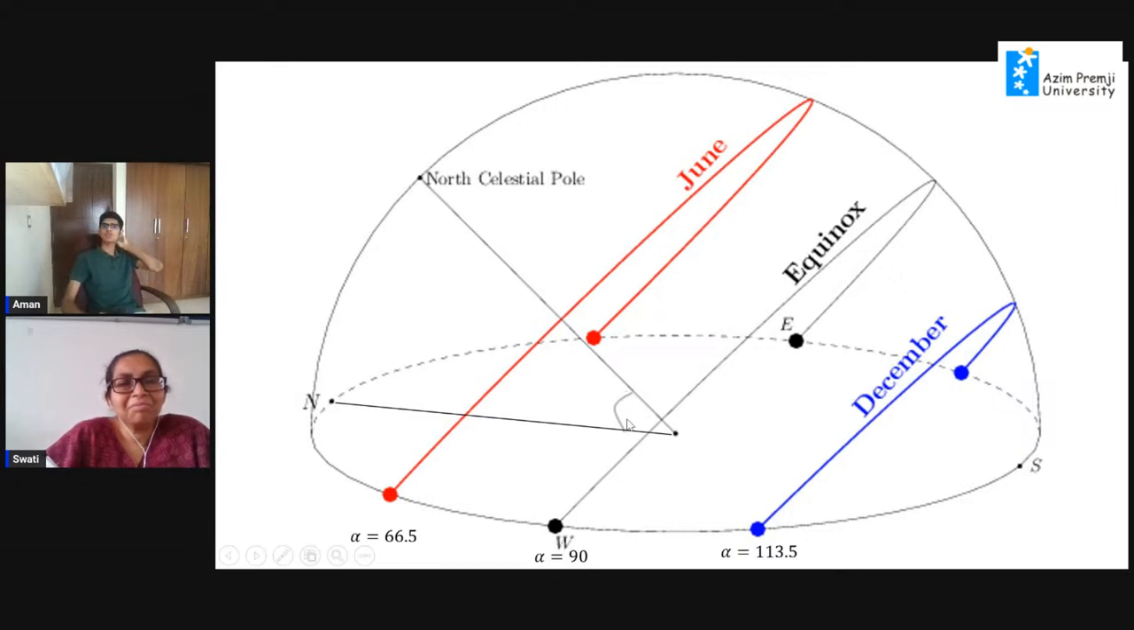Hopefully you can recall what this angle is between due north, the local north direction, and the north celestial pole. No, that is the latitude of the place. Yes. So alpha is the north pole separation. Alpha is the separation between the north celestial pole vector and the sun.